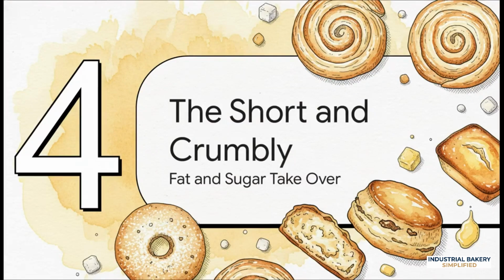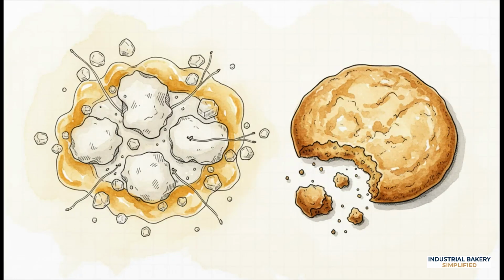Okay, time to pack our bags and jump to the complete opposite corner of our blueprint, high enrichment, where we want as little gluten as we can possibly get away with. Welcome to the world of short dough. Now, this is the really crucial part.